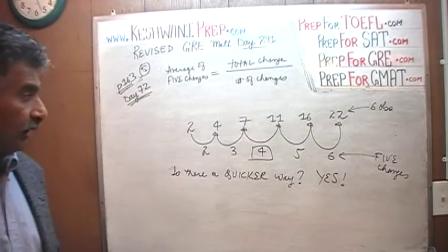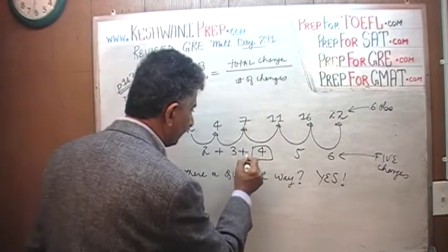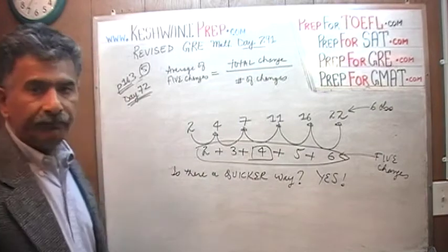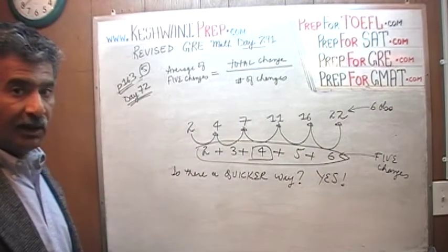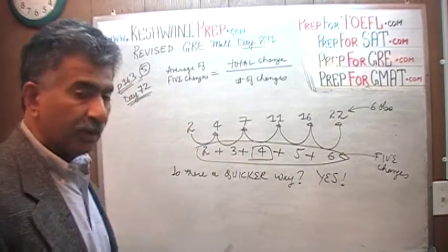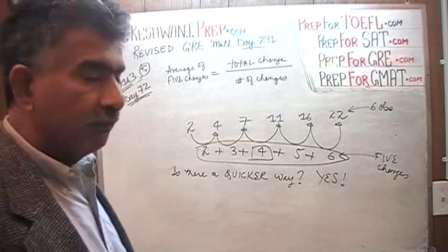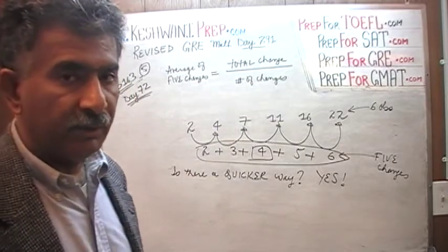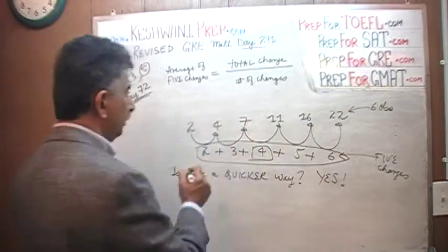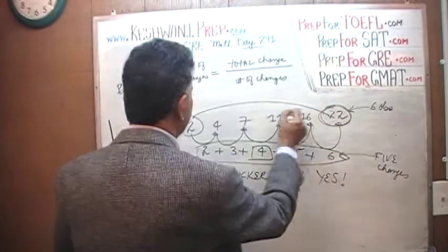Now the question is, how do we figure out the total change? One way is to go 2 plus 3 plus 4 plus 5 plus 6, and this is your total change. That's one way, no big deal, everybody knows that. But here is where the tricky part comes in, you have to pay attention. Another way to figure out the total change is to understand that the total change has to equal the final figure minus the initial figure.